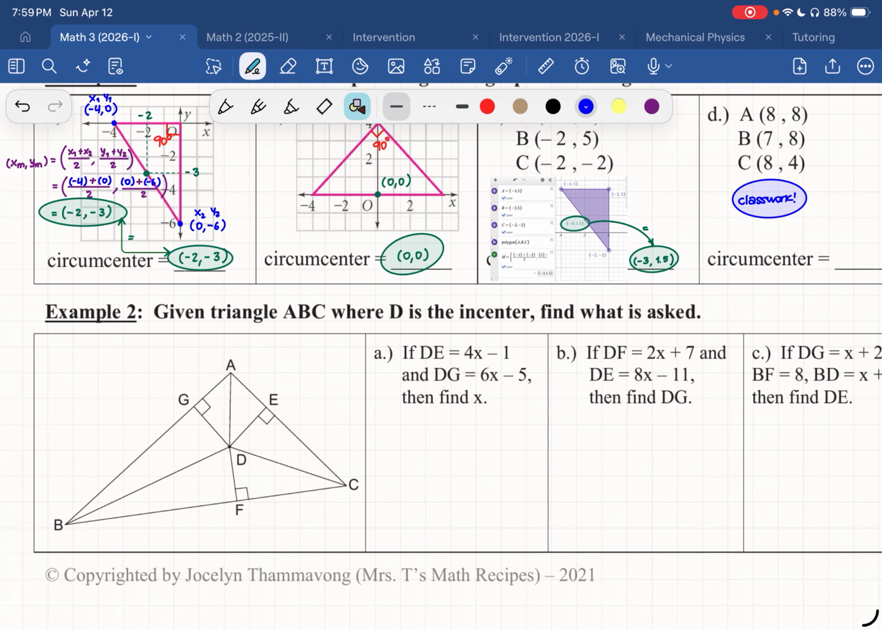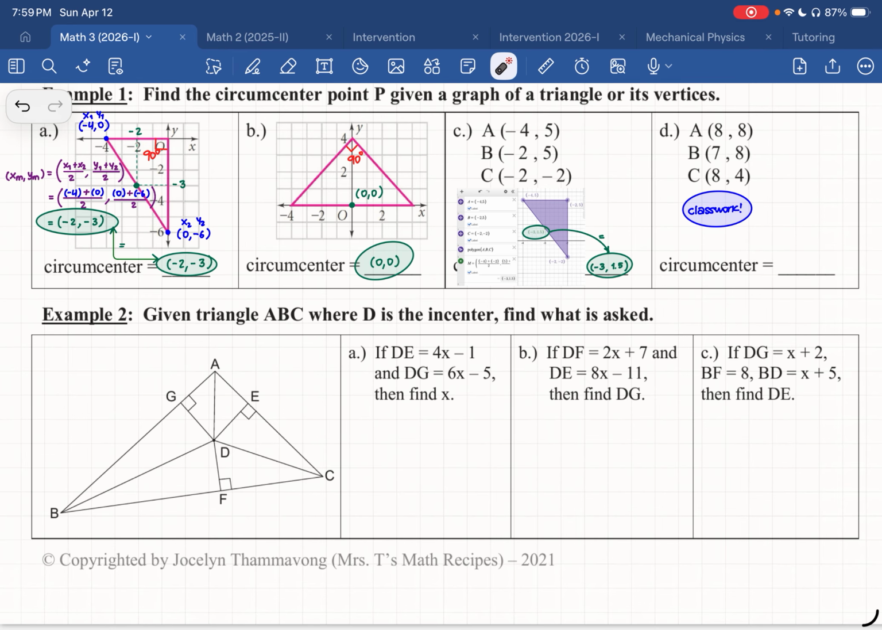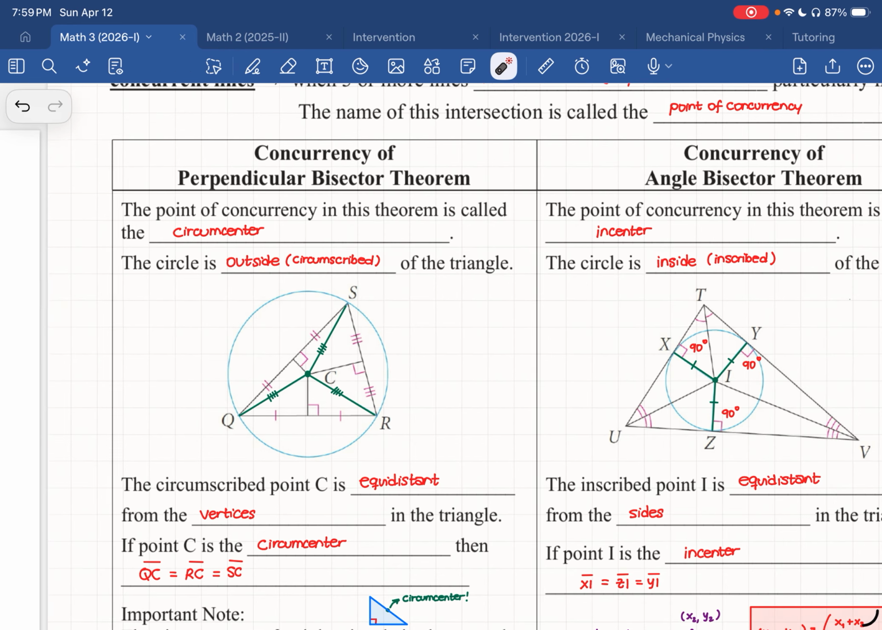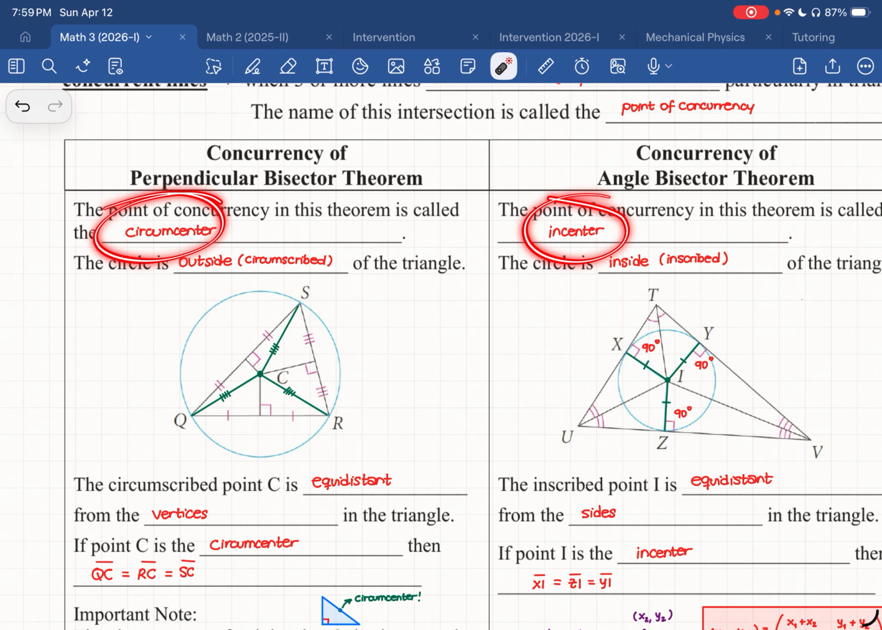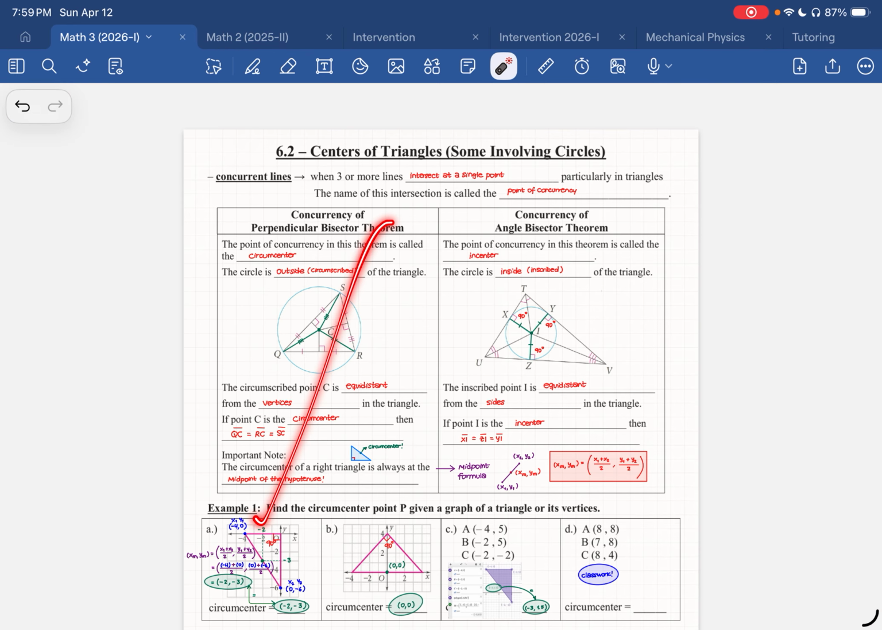Now let's talk about this second part of the worksheet, which says example number 2. It says given the triangle ABC, where D is the incenter. So this is key: the incenter. So if they're talking about incenter, are we gonna use this one or this one? Of course, we're gonna use this one. We are not gonna use this anymore. Remember this part of it. So we're gonna use only this, right?